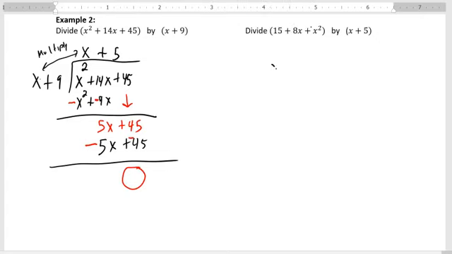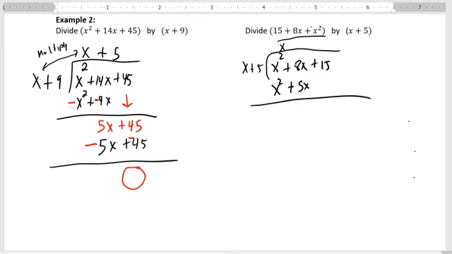So we have x squared plus 8x plus 15. So notice I rewrote it so that they're in descending order. And we're dividing by x plus 5. In order to get an x squared, I need to multiply by x. x times x is x squared plus 5x. We're going to subtract, so we need to change the signs. So we get 0. 8x minus 5x is 3x.